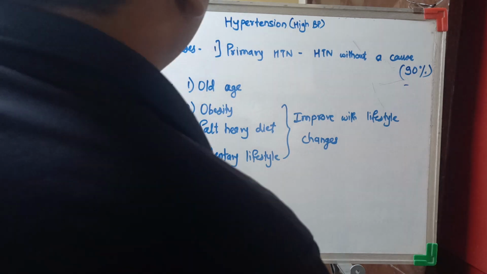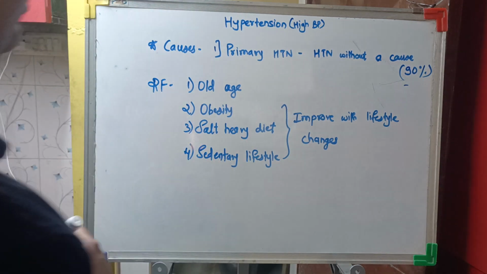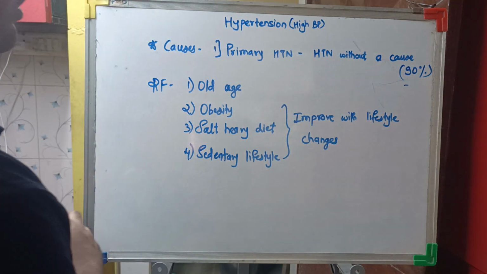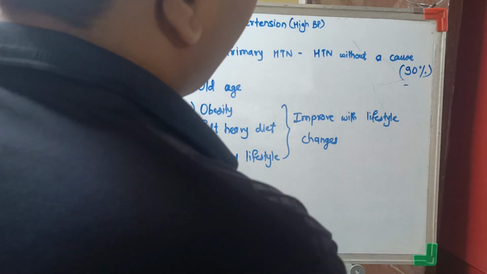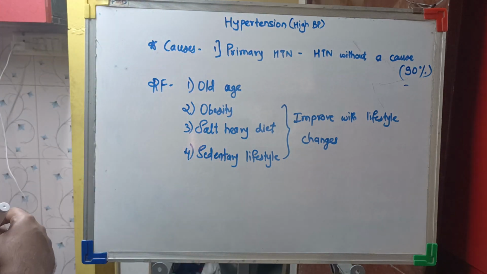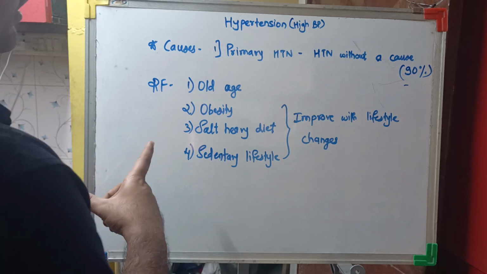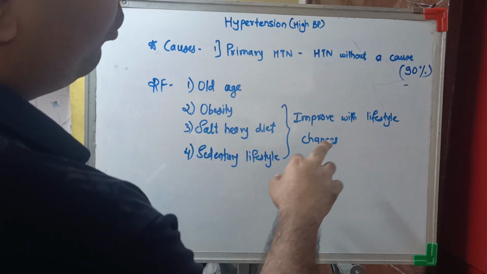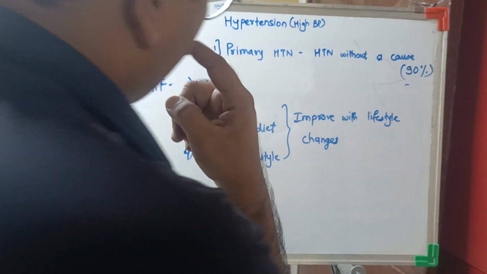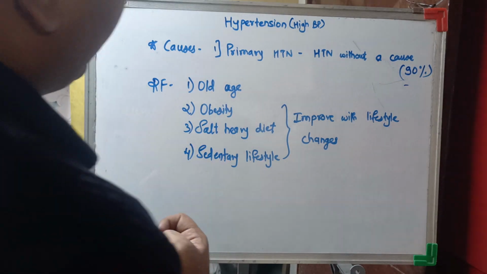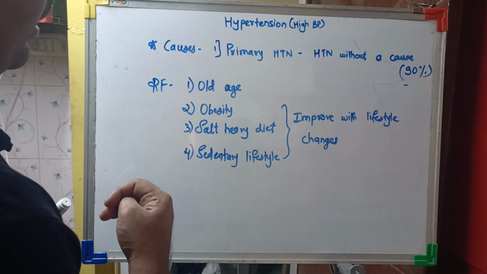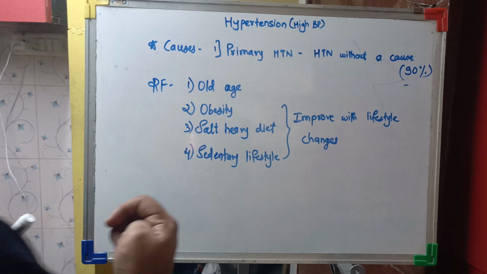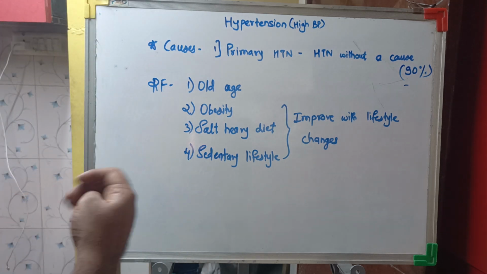Now we will focus on the causes of hypertension. We will categorize hypertension into primary hypertension. Hypertension without a cause is primary hypertension, and it accounts for 90% of the cases. Risk factors for that are old age, obesity, a salt-heavy diet, and a sedentary lifestyle. Except old age, the other three can be improved with lifestyle changes, such as exercise, less intake of salt in the diet, and changing the sedentary lifestyle.